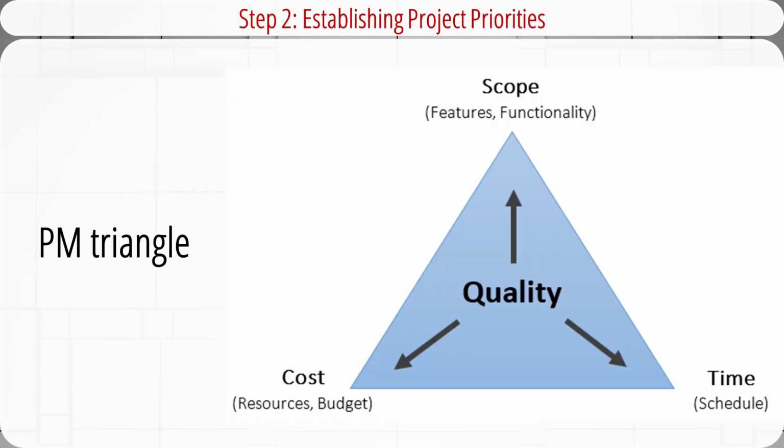The second step of defining a project is to establish project priorities. Quality and the ultimate success of a project are traditionally defined as meeting or exceeding the expectations of the customer and upper management in terms of cost, time, and scope of the project. Scope is also called performance sometimes. Their relationship can be explained using the project management triangle.